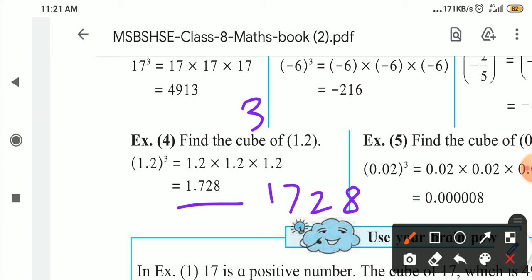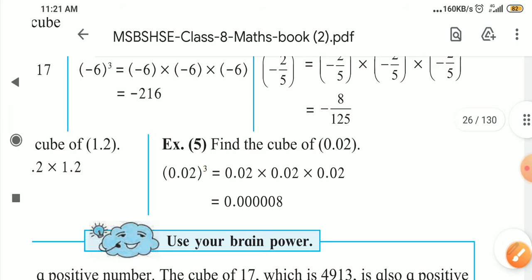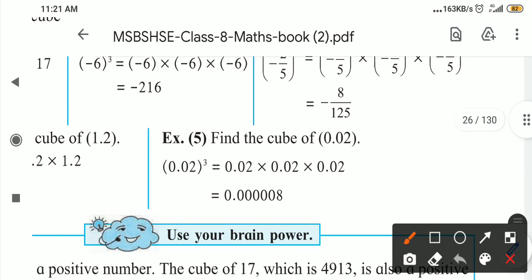Here 1728 is there, and you can easily count the decimal point after 3 digits. So if you leave 1, 2, 3 digits from the backside, you get 1.728. But here the problem is that only 8 is coming. Only one digit is there, and we have to leave 6 digits in total and then give the point.